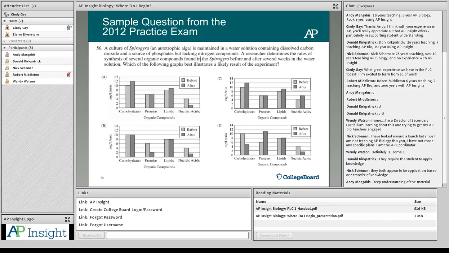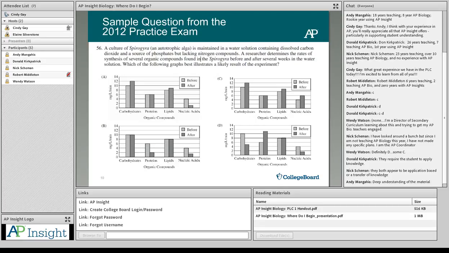In this case, not physical models, but models of, in the case of question 56, the one that we're looking at right now, a model of a water solution, a sort of miniature ecosystem. And in the question before, we're really looking at models of molecules. Okay, and as you noted, both of these questions require content and skill to answer the question.